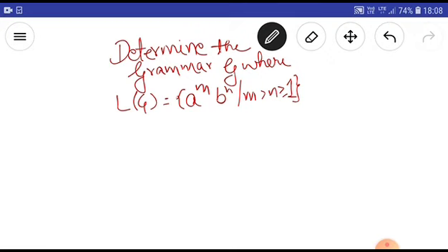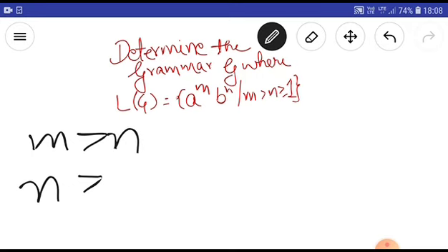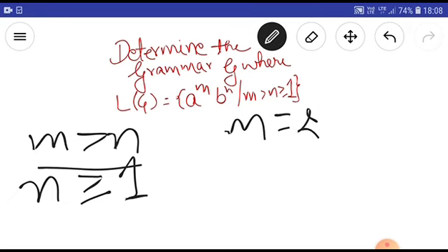So if I am taking the condition m is greater than n, n is greater than or equal to 1, the condition makes clear that the n value cannot be 0; it should be equal to 1 or greater than 1. So what about this m? If I am taking the n value as 1, then what will be my possible value for m? The m value should be equal to 2 or greater than 2: 3, 4, 5.